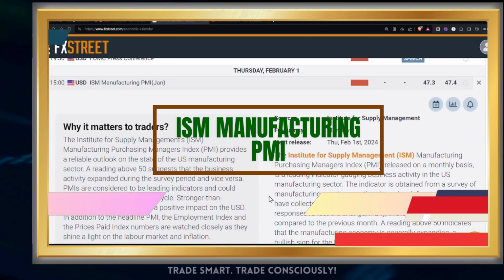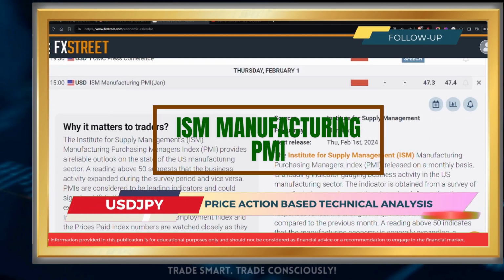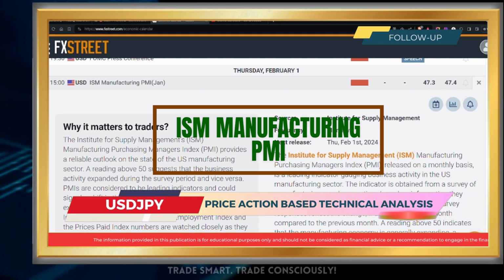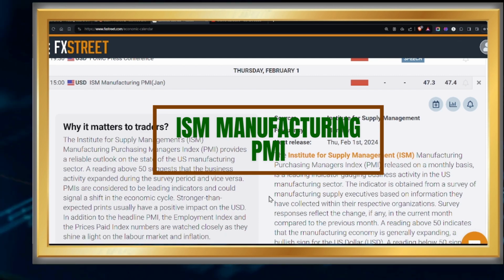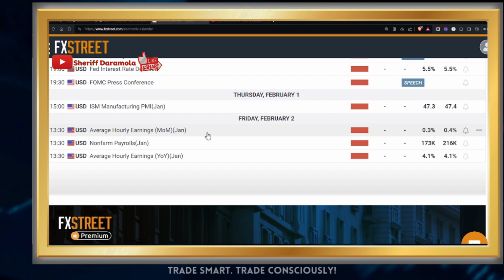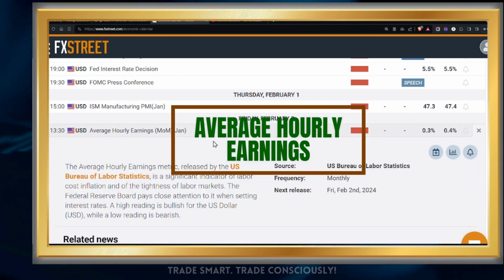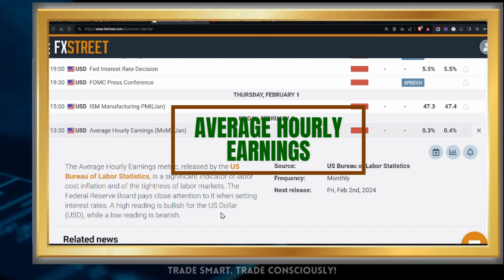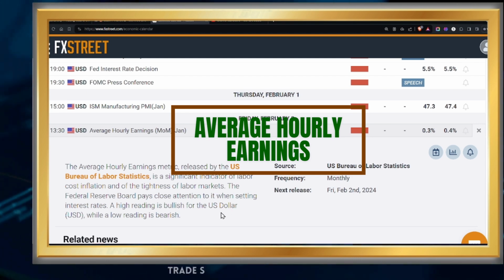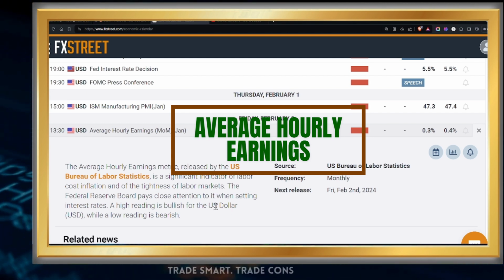of course is also a monthly report that gives an insight into the business activity in the United States manufacturing sector. Then on Friday, February 2nd, we have the average hourly earnings, which is a significant indicator of labor cost inflation and of the tightness of the labor market.